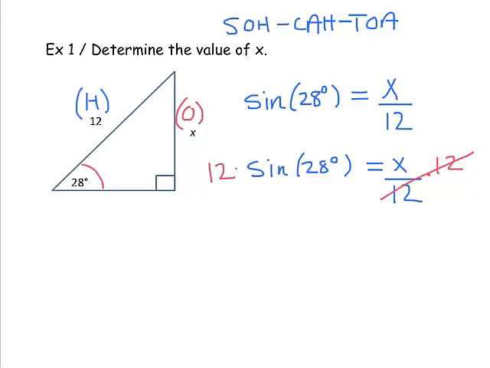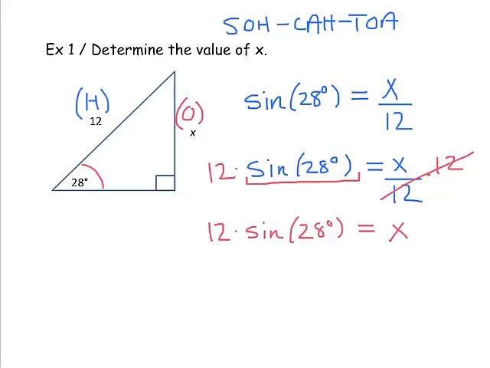Now, keep in mind, sine of 28 degrees is actually a value your calculator has stored in it. And when you multiply by 12, that doesn't interact with the input there of 28 degrees. You would just say 12 times the sine of 28 degrees equals that value of x that we want to find.